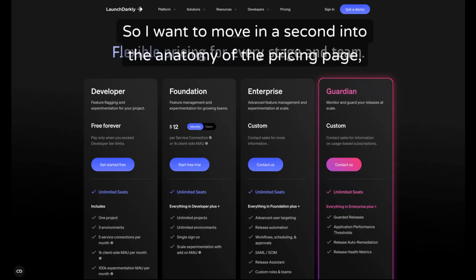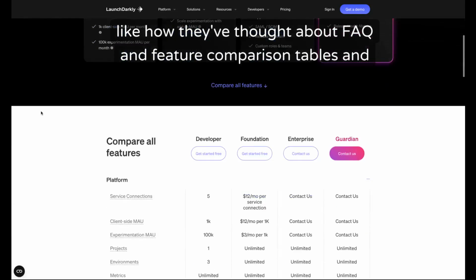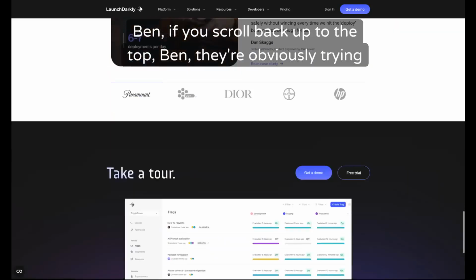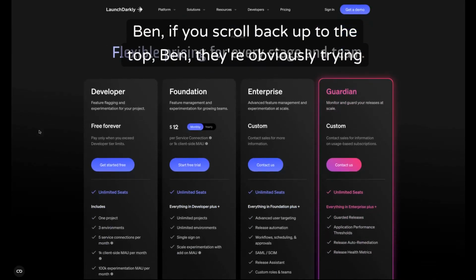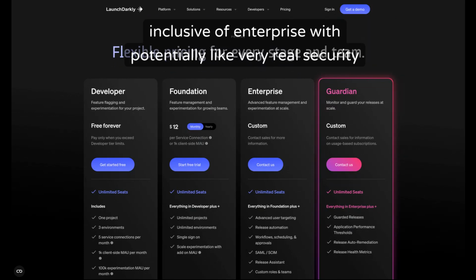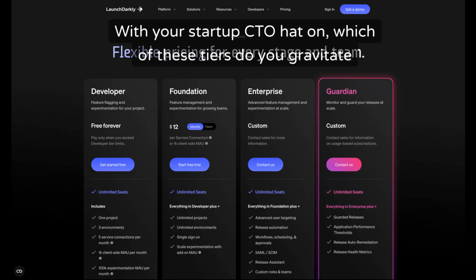Makes sense. So I want to move in a second into the anatomy of the pricing page, like how they've thought about FAQ and feature comparison tables and all that. But before we do that, I have one more question for Ben. Ben, if you scroll back up to the top, they're obviously trying to appeal to early stage companies all the way through enterprise, inclusive of enterprise with potentially very real security and compliance concerns around feature deployment and rollout. With your startup CTO hat on, which of these tiers do you gravitate toward?